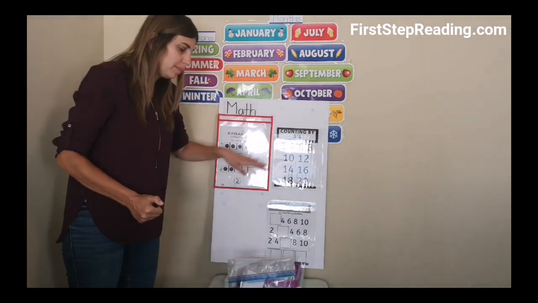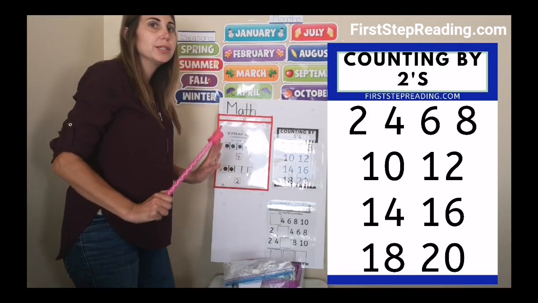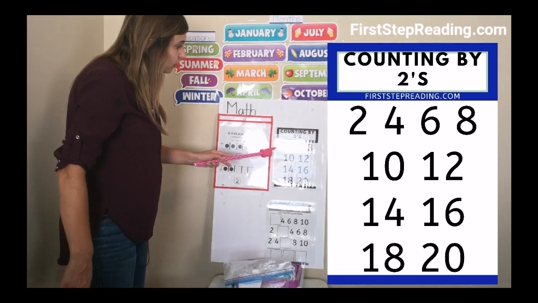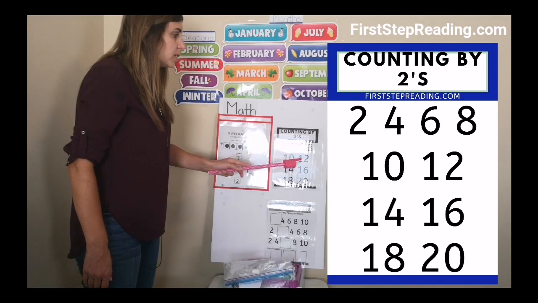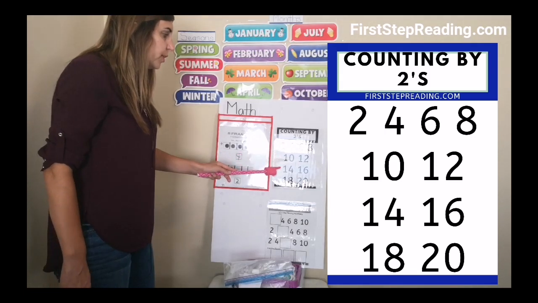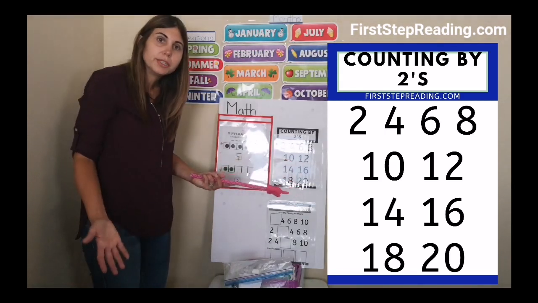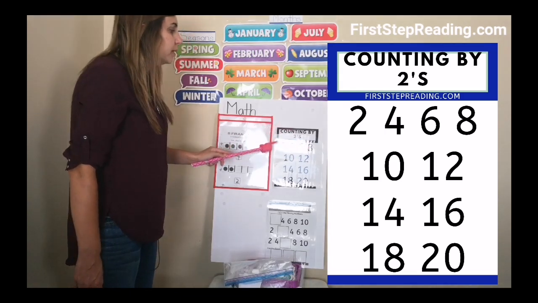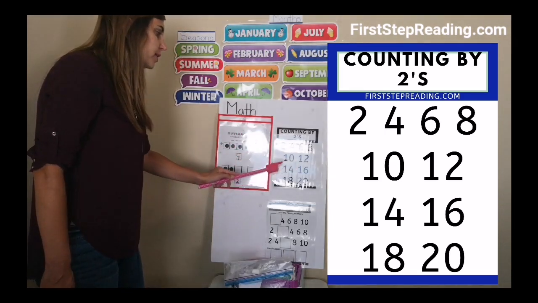Now we're going to do our counting by 2s. If you don't know how to count by 2s, that's okay. We are going to practice counting by 2s all year. This is just the first time. So let's count together. 2, 4, 6, 8, 10, 12, 14, 16, 18, 20. Let's do it one more time. 2, 4, 6, 8, 10, 12, 14, 16, 18, 20.